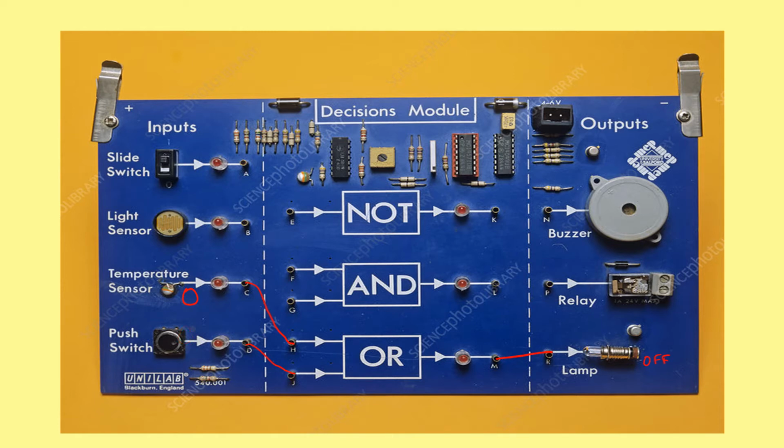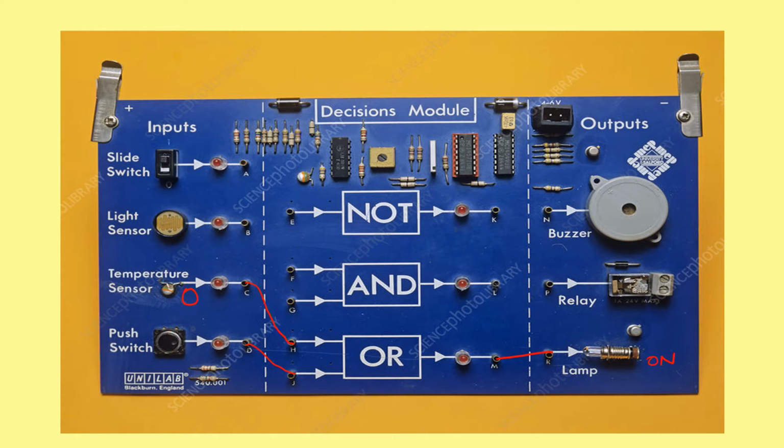However, if we push this switch, so that's going to be a 1 or on, then because it's an OR gate, either the temperature or the push switch needs to be on, and therefore the lamp is going to be on this time. So either the temperature or the switch need to be on for the lamp to be on.